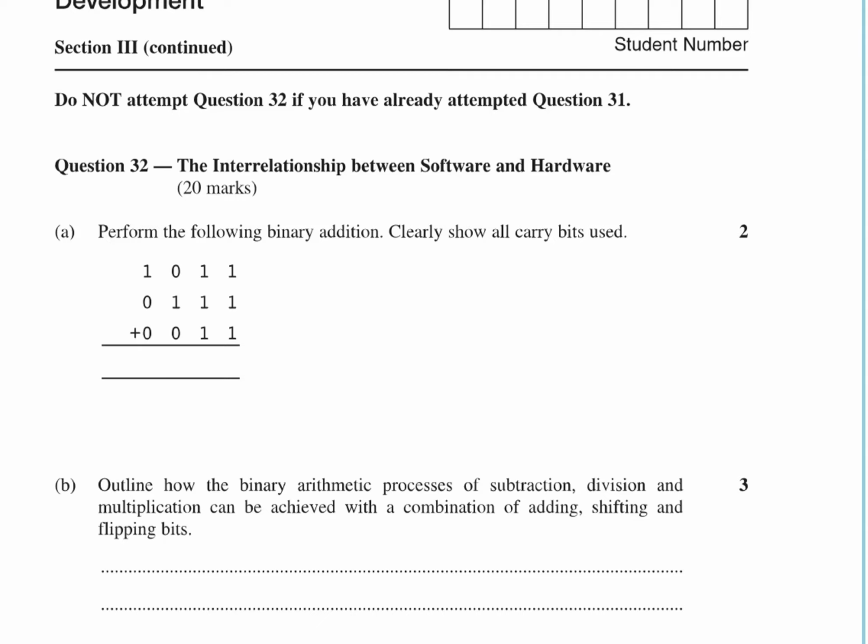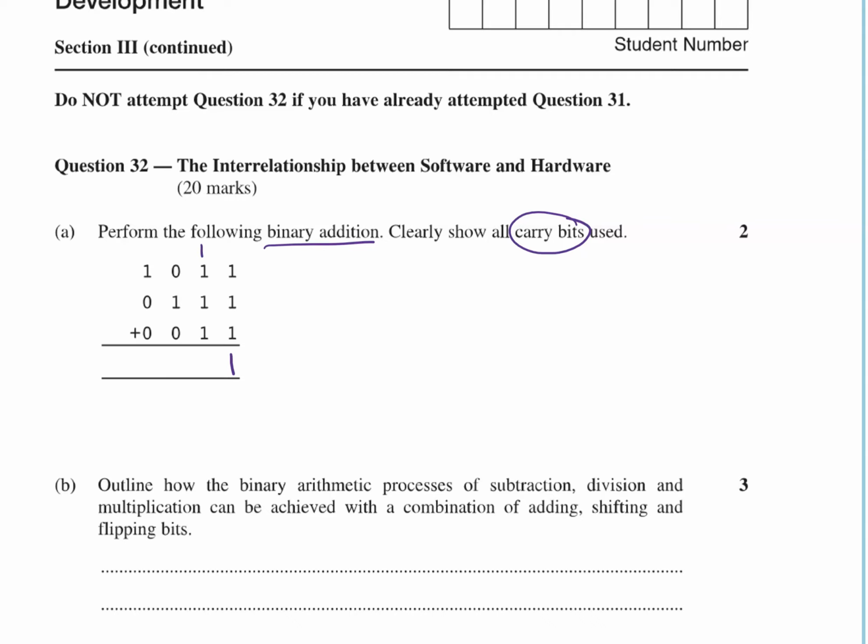I'm going to work through the 2019 HSC Option Topic 2 so you can see how to answer these questions. The first one is pretty straightforward. It's a binary addition and we need to show all the carry bits. 1 plus 1 plus 1 is 1 in the units column and 1 in the twos column.